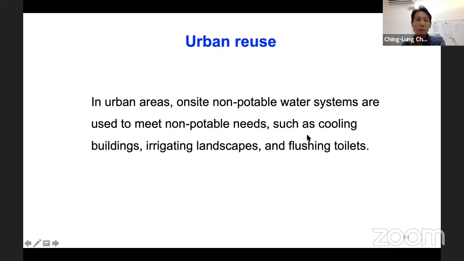And then this is urban reuse. In the urban area, on-site non-potable water systems are used to meet non-potable needs, such as cooling the building, irrigating the landscaping, and flushing the toilet.